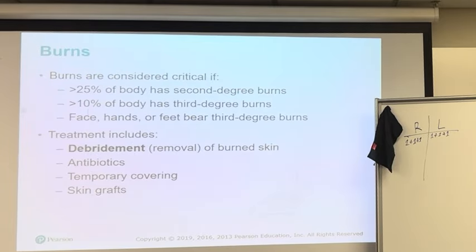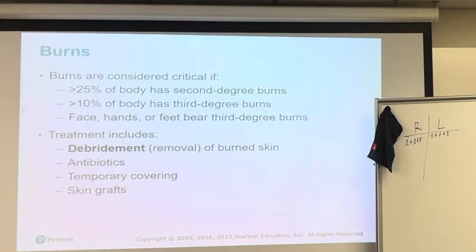So now how would your physician determine how critical it is? If you have more than 25% of the body with second degree burn, or more than 10% of the body with third degree burn, it's usually considered very, very critical. Face, hands or feet bearing third degree burn are also considered very, very critical. So in that case, what can you do?